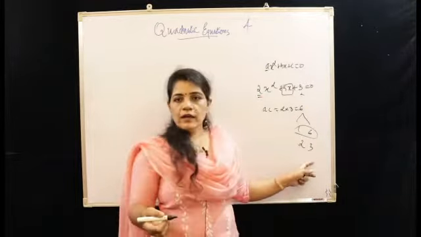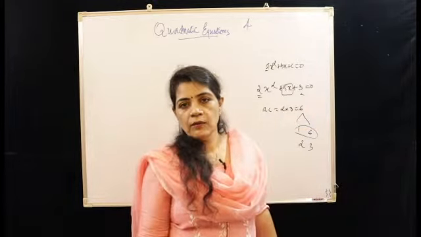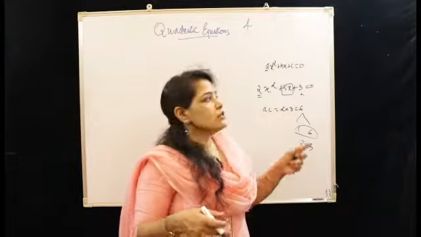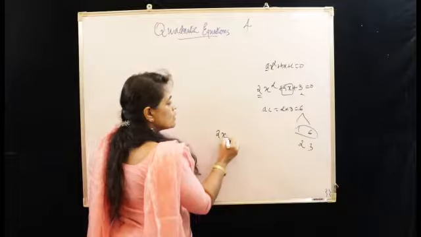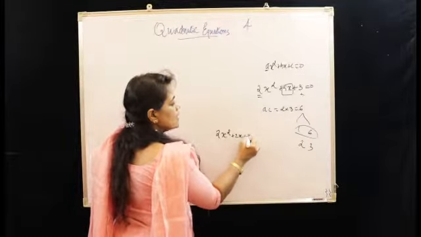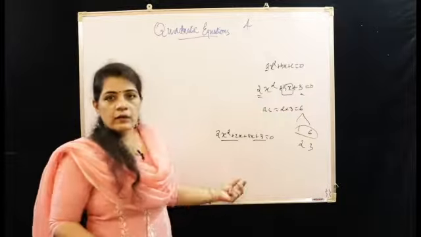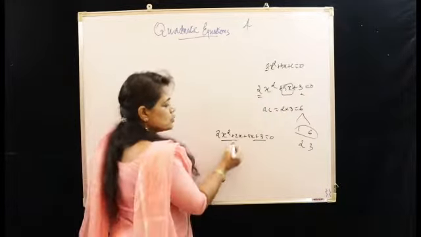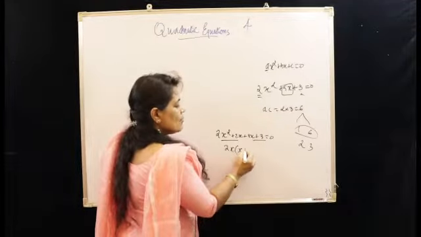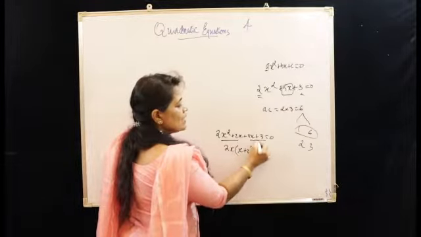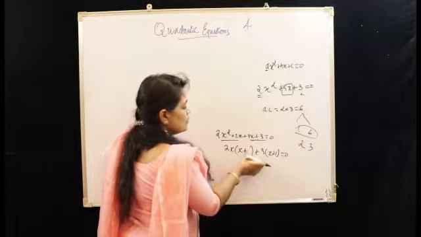See children, the product will be 6, and if you add, that is 2 plus 3, that is equal to 5. So hence you can split the middle term in such a way that 2x square plus 2x plus 3x plus 3 equal to 0. Then, children, you can take the common factors, that is 2x from both terms of the first group. So you will be getting x plus 2 plus, in the second group, you can take 3, so x plus 1 equal to 0.